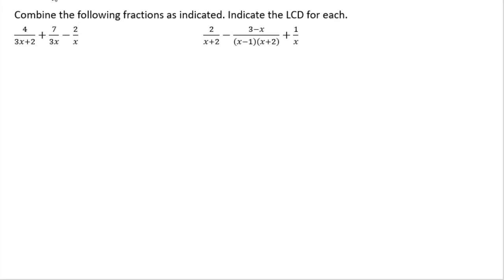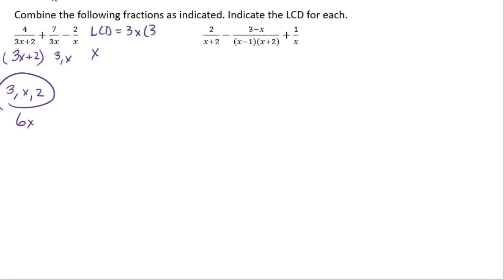The prime factors are, well, 3x plus 2. Anything else? If you indicate a 3, an x, and a 2, remember that I'm going to assume that those came from 6x. So 3x plus 2 is already prime. There's a 3 and an x in the middle term, and an x finally. So the lowest common denominator is 3x and 3x plus 2. Tidy up the bottom here.